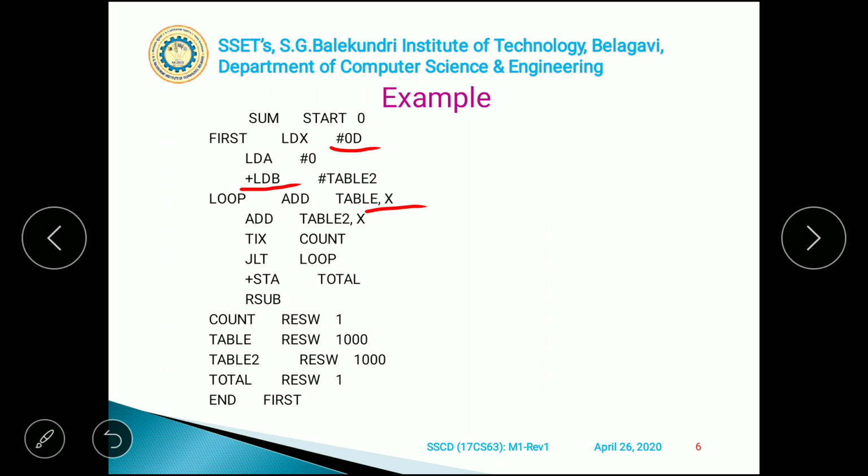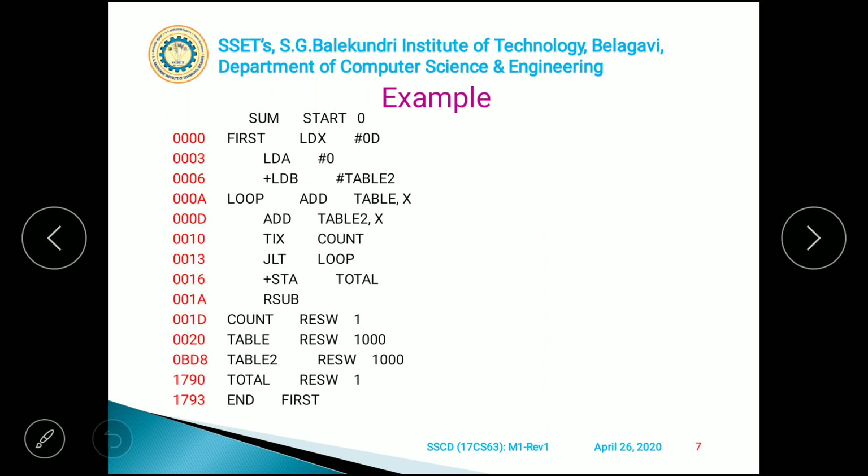So what we do now is write addresses for all the instructions. That is the first thing. In this problem the start address is given as 0. So when the start address is 0, then you have to give an address like this. You can see it here. We have started with a 0.